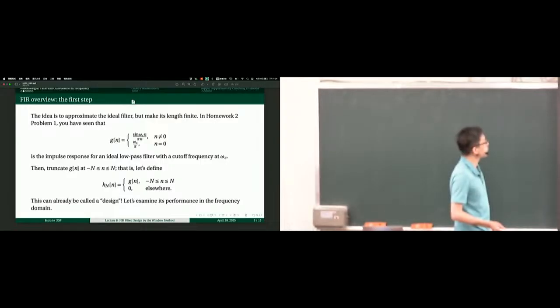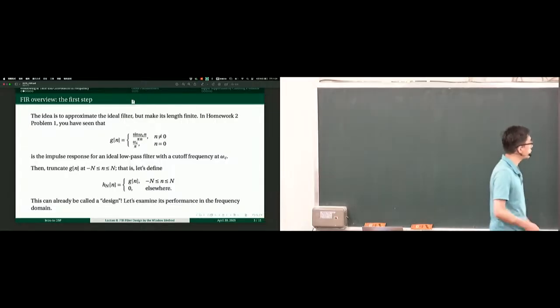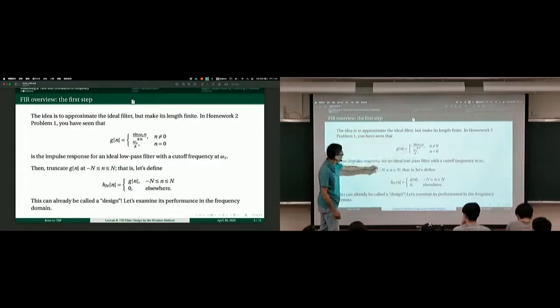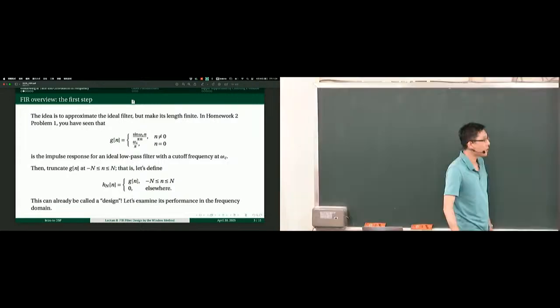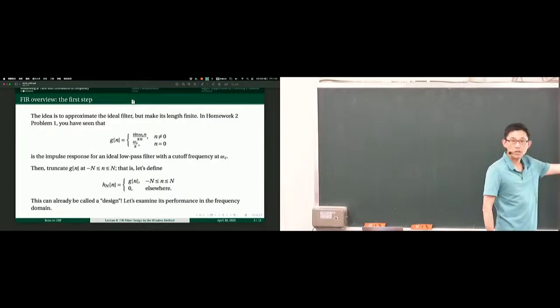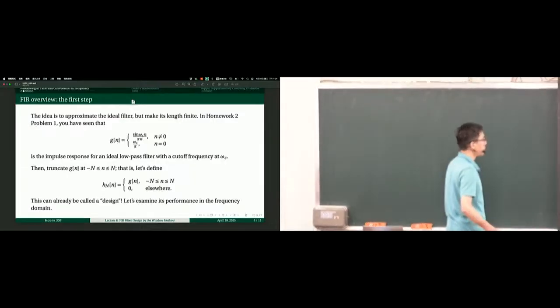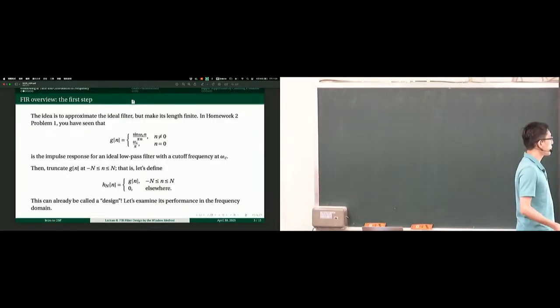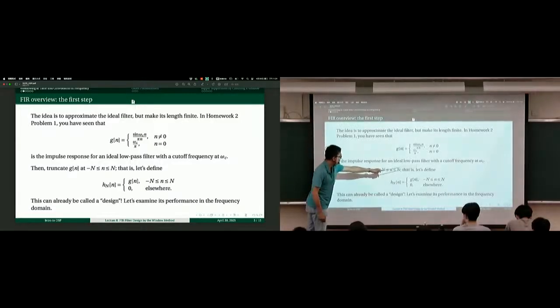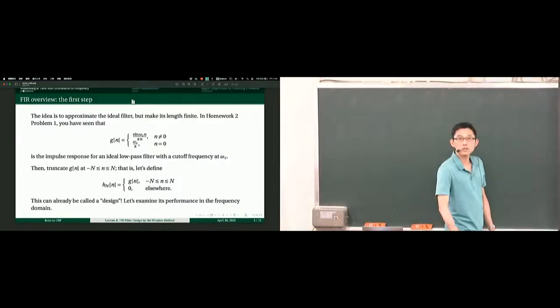The first step is to consider the ideal low-pass response. If the cutoff frequency is denoted as omega c, then going back to the time domain, you get this sinc function, which extends to the left and to the right infinitely. So it's an infinitely long signal in time, and we know that this impulse response for the ideal low-pass filter with the cutoff frequency cannot be implemented because it's simply infinitely long.